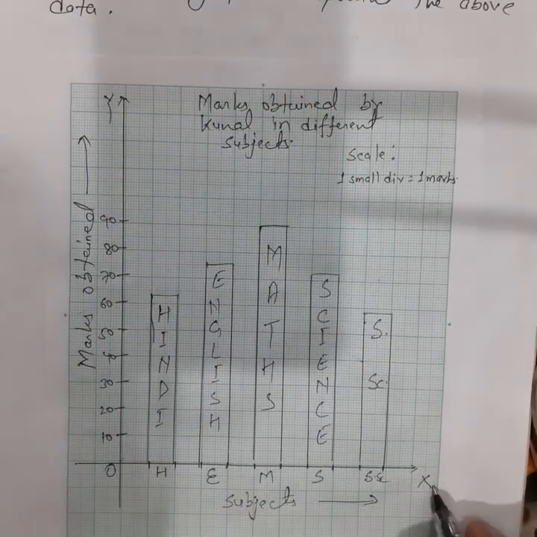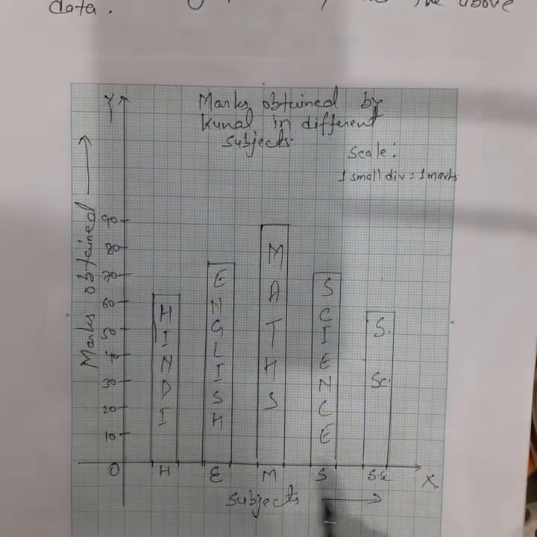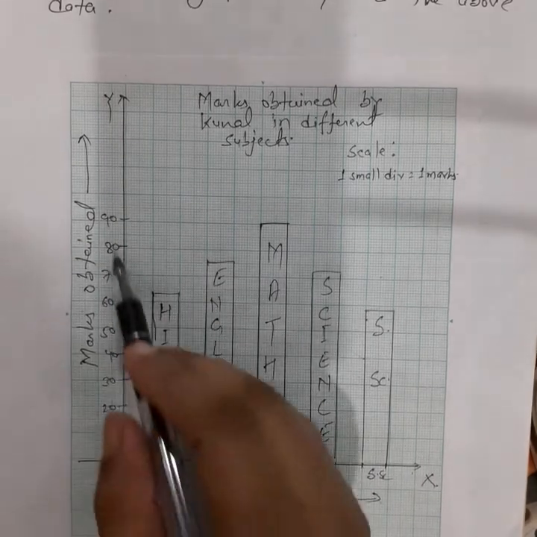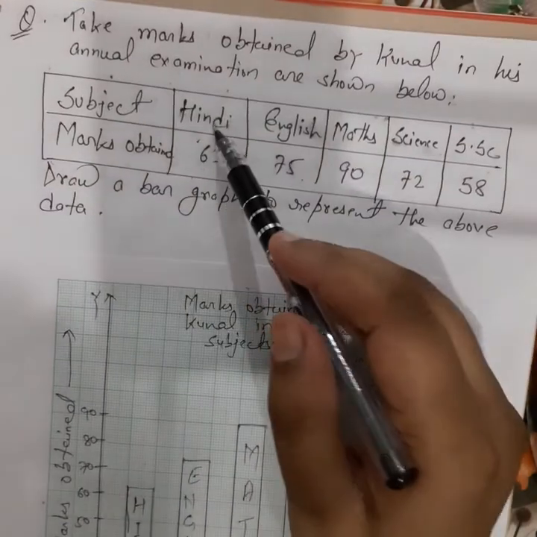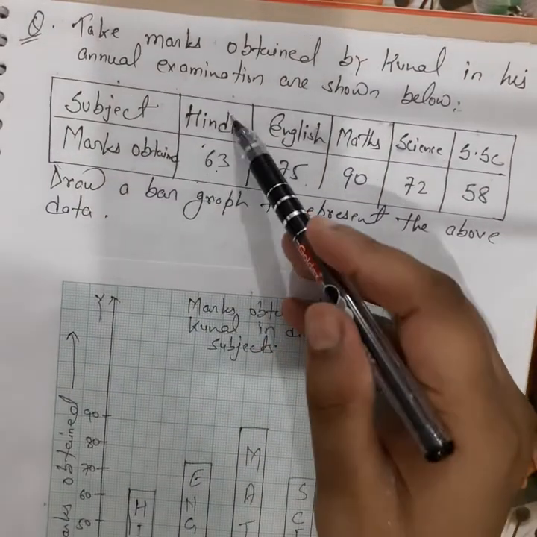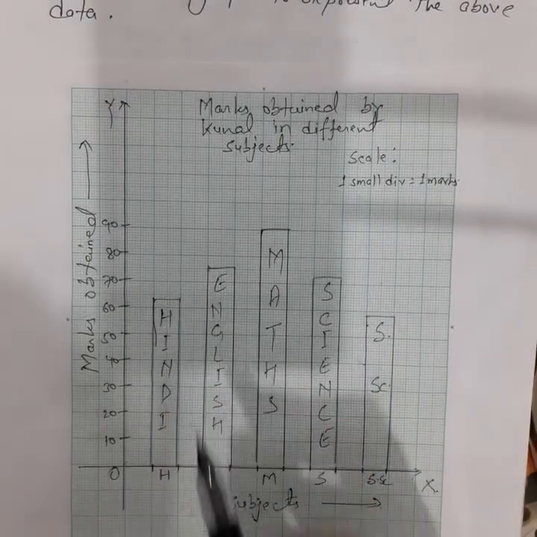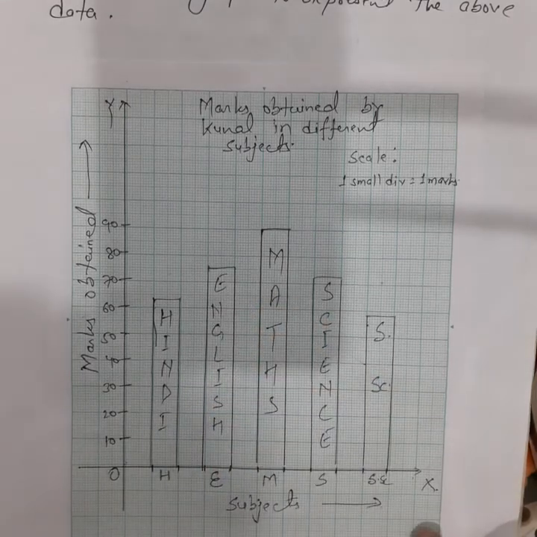What we did here: first we draw a horizontal line OX, then a vertical line OY, then we mark different subjects on the x-axis and we choose a suitable scale on the y-axis. Now with the respective marks, we mark the height of each subject and join the bars. Okay.